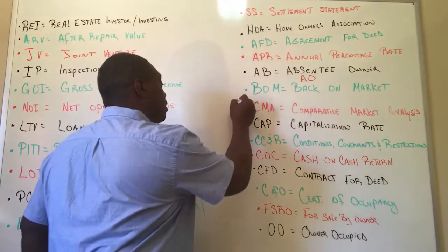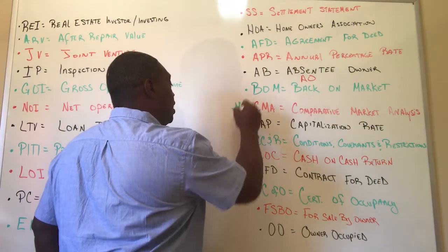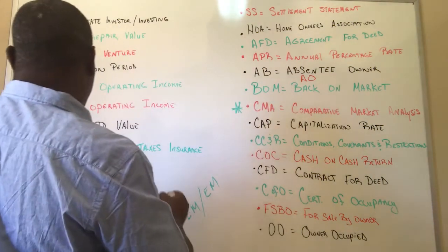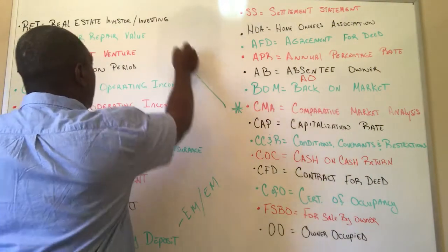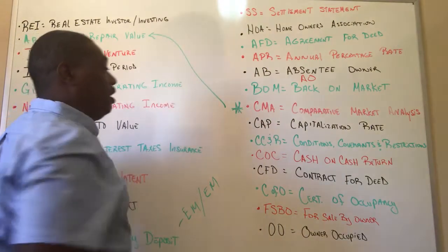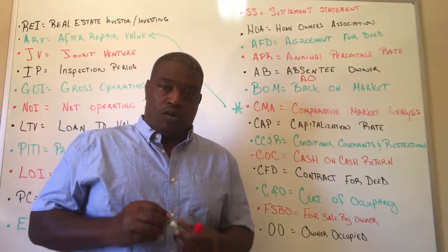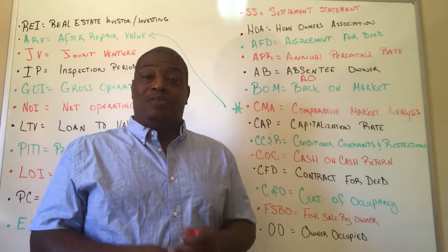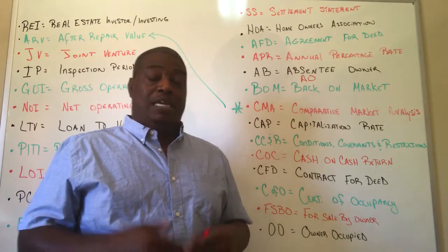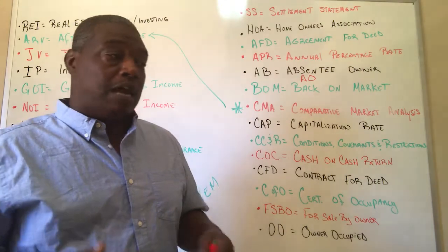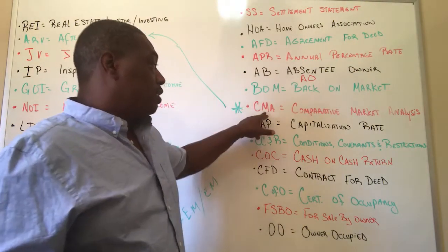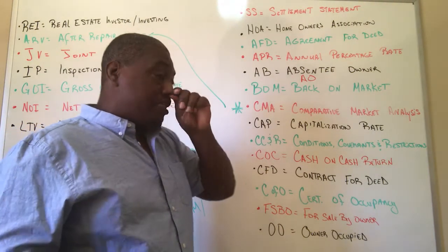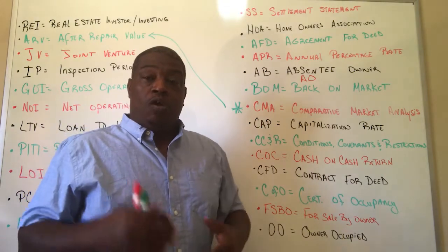This is definitely critical right here, because this is how you're going to get your ARV, which determines your MAO, which is your maximum allowable offer. So this CMA is basically your comparables.